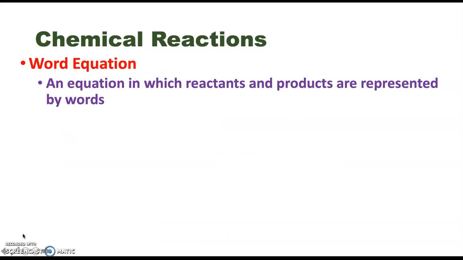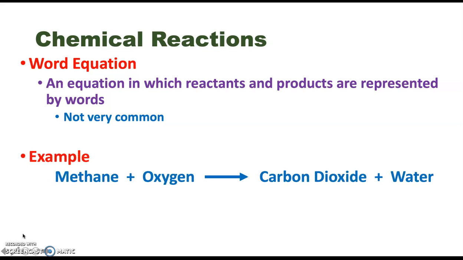So there are two types of equations. There's a word equation that just represents the reactants and products by words, or by the names of the formulas. This is not very common though. An example would be methane plus oxygen goes to carbon dioxide plus water. You'll see this occasionally, like in a biology textbook when you look at photosynthesis or cellular respiration, where they'll say sugar plus oxygen goes to carbon dioxide plus water, or for photosynthesis, carbon dioxide plus water goes to sugar plus oxygen.